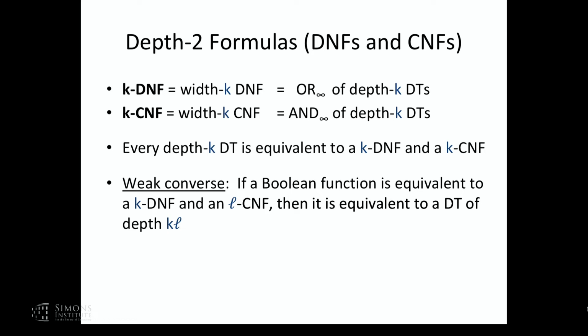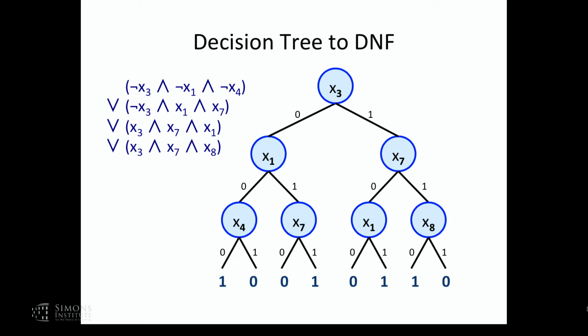Just as an aside, there's a sort of weak converse here. If a Boolean function is equivalent to both a k-DNF and an l-CNF, then it's equivalent to a decision tree of depth k times l. Just to illustrate this briefly, if I have a decision tree and I want to get a DNF out of it, well, simply each one branch of the decision tree gives a clause, which is the assignment to the variables on the branch which lead to that output value. So here we get a DNF out of the decision tree. To get a CNF, you just do the dual thing on the 0 outputs.